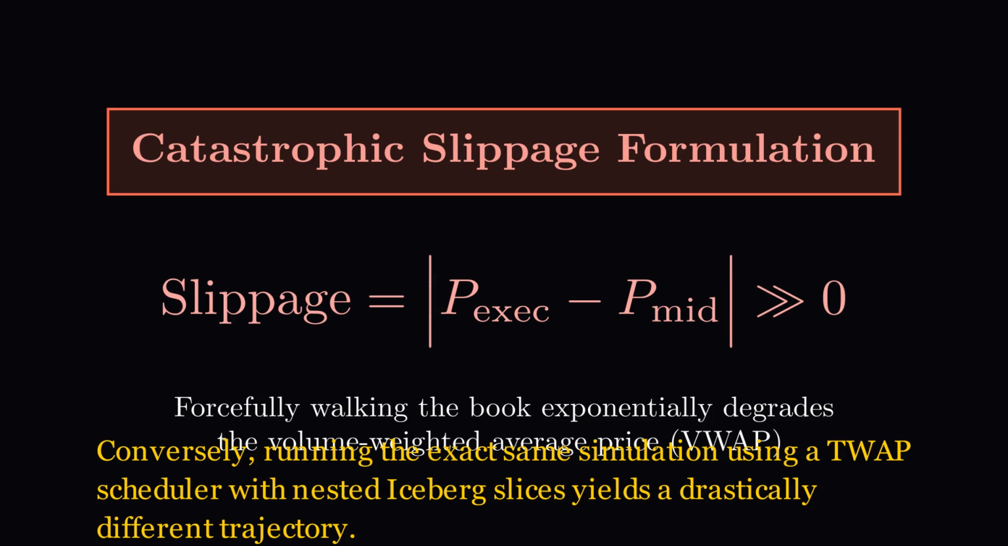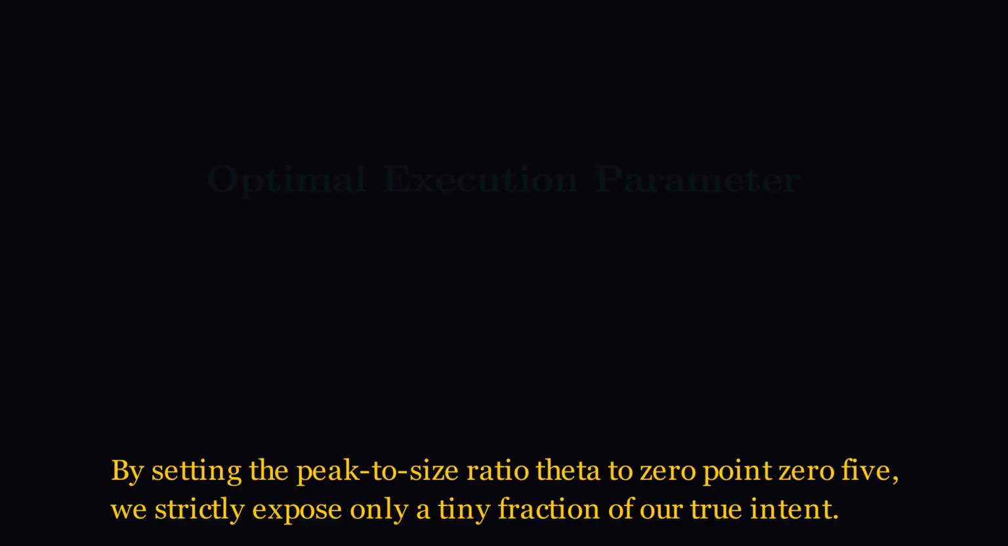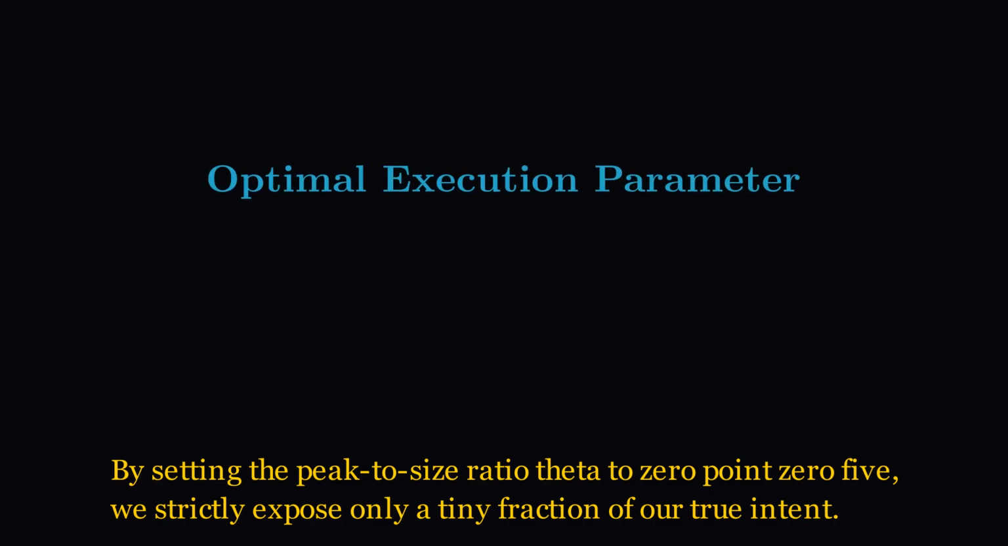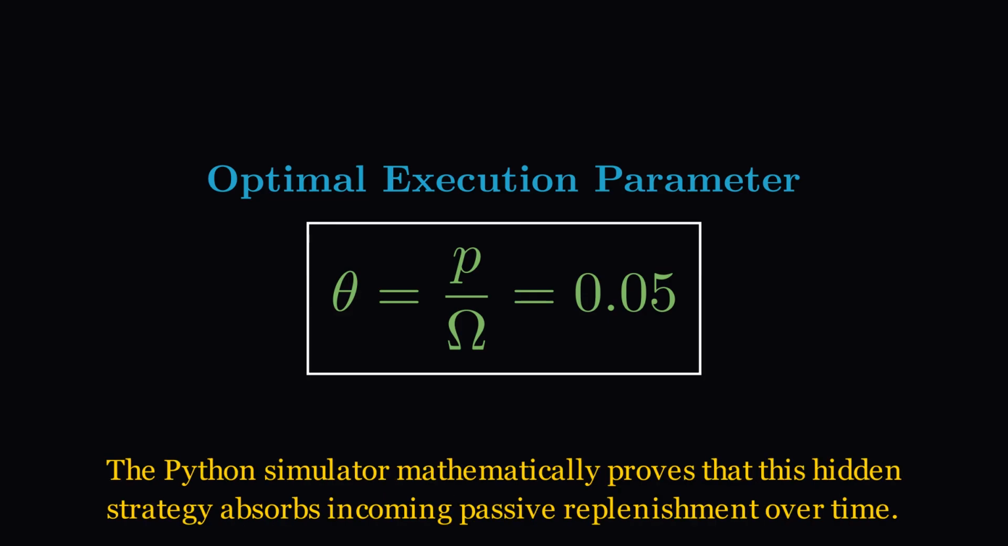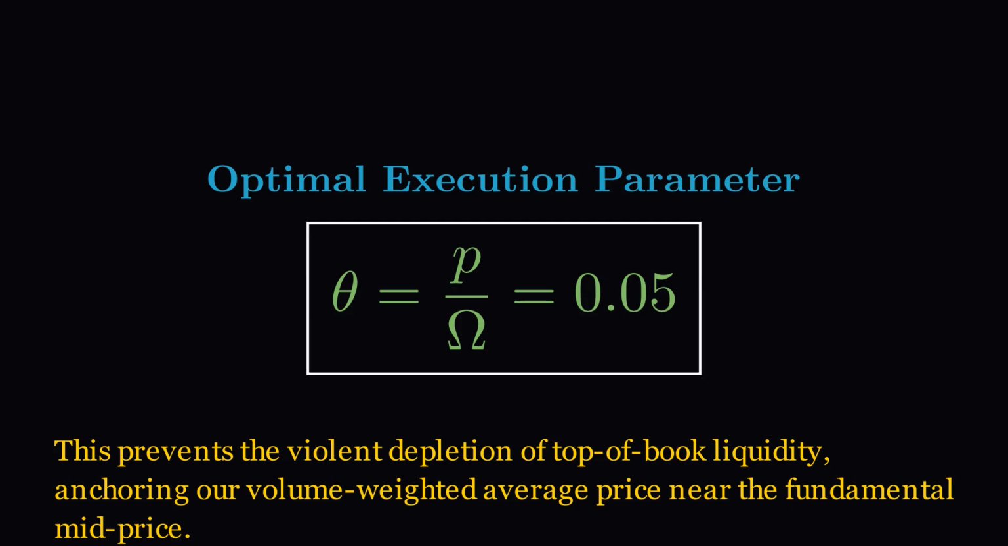Conversely, running the exact same simulation using a TWAP scheduler with nested iceberg slices yields a drastically different trajectory. By setting the peak-to-size ratio theta to 0.05, we strictly expose only a tiny fraction of our true intent. The Python simulator mathematically proves that this hidden strategy absorbs incoming passive replenishment over time. This prevents the violent depletion of top-of-book liquidity, anchoring our volume-weighted average price near the fundamental mid-price.